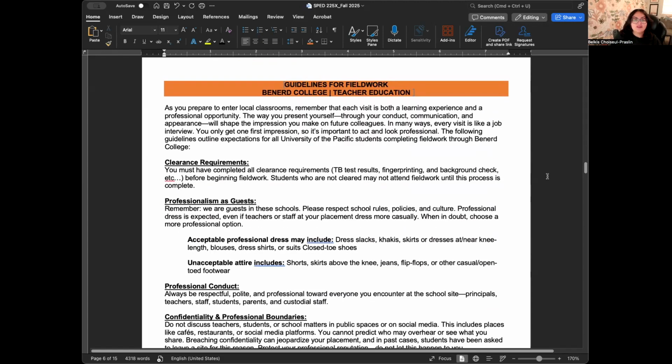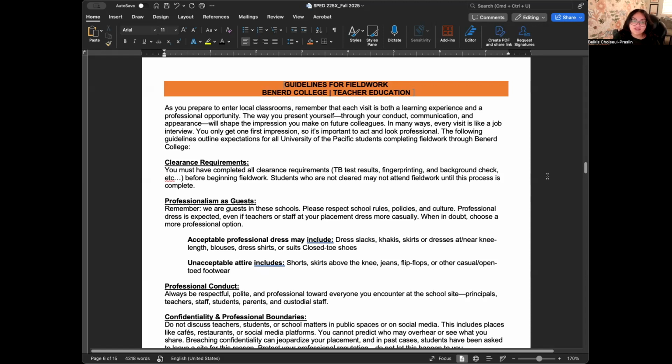Okay, scrolling down a little bit more, we're going to look at guidelines for fieldwork. Now, this class does not technically record a specific number of hours that you're supposed to be out in the classroom gaining experience, but this class does also require you to work with individuals to some extent and try to gain experience.